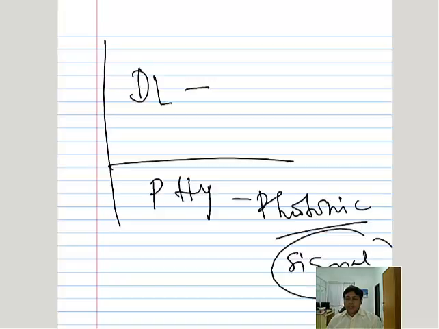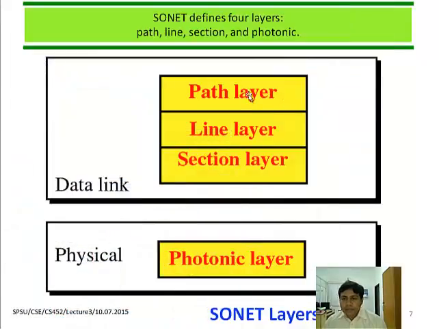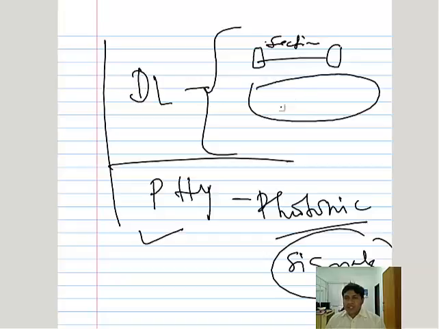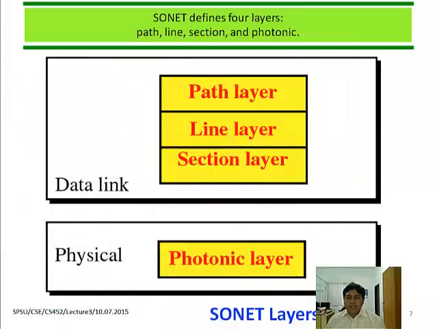The signals it carries come under the photonic layer, and under the data link layer we have the path layer, line layer, and section layer. First, between two devices we have something called a section. From multiplexing different sections we have the line and then the path. So this is the hierarchy: section, line, and then path.